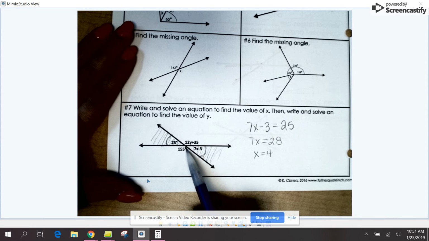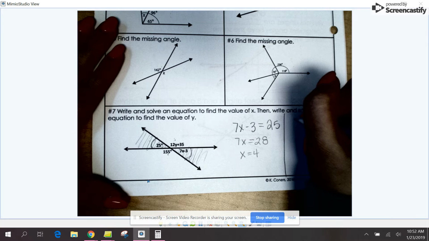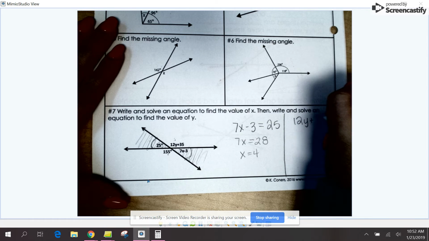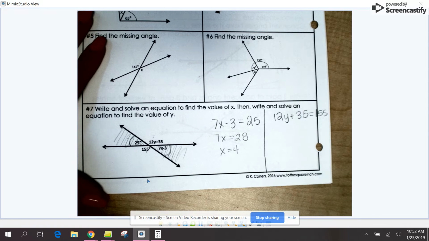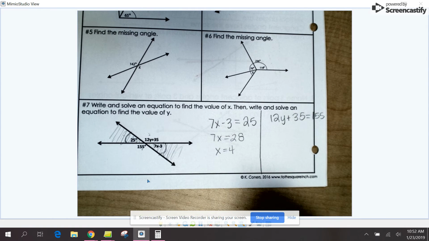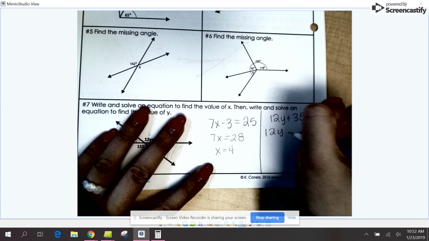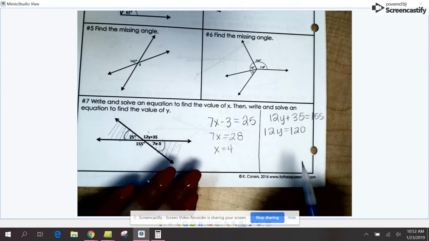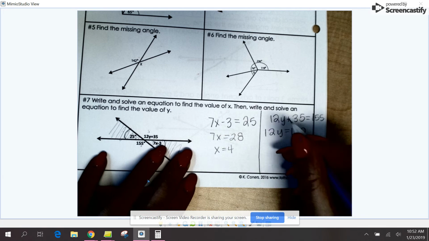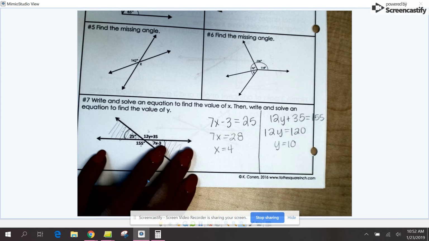Now, if I look here, these are opposite each other, so they are equal to each other. So over here, I'm going to solve for y. 12y plus 35 equals 155. Sorry, I ran out of room here. Solve that like a regular equation. Subtract 35. 12y equals 120. And then I'm multiplying by 12, so now I divide by 12. 120 divided by 12 is 10, so y equals 10.